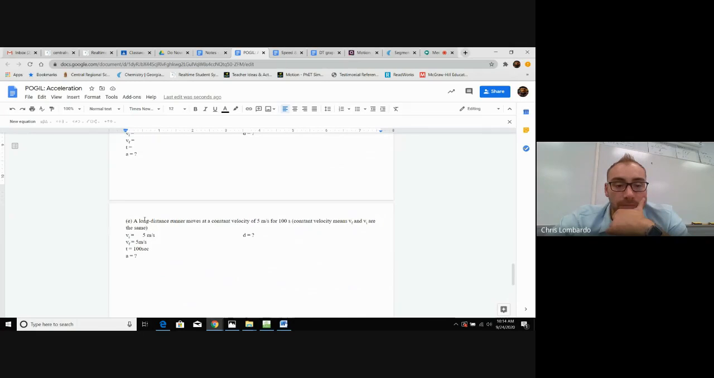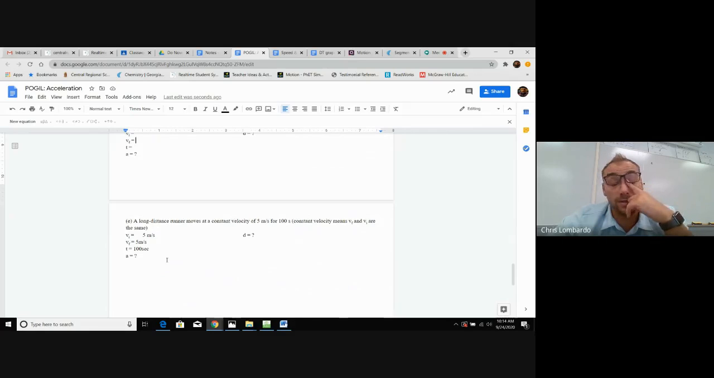Now in this problem, I put it in parentheses, but a long distance runner moves at a constant velocity. Constant velocity means your speed's not changing, so your VF and VI are both going to be the same. All right, so still plug it into the equation, get your answer.